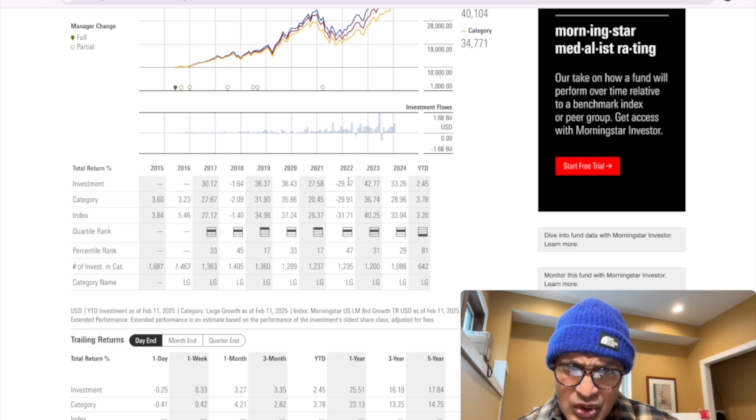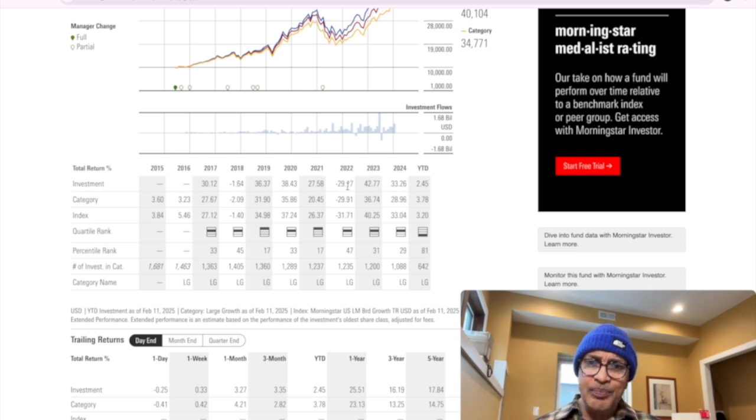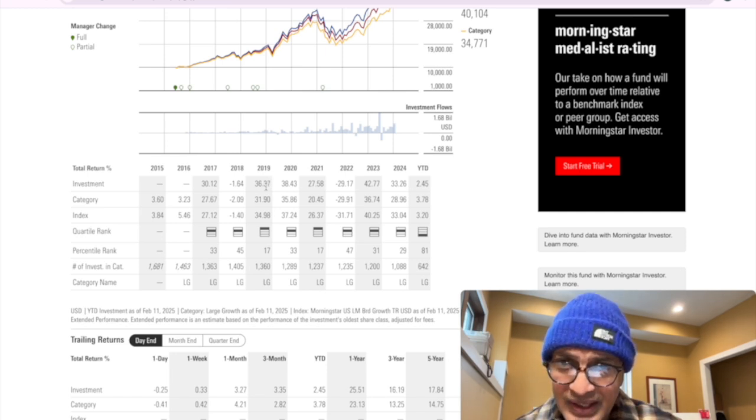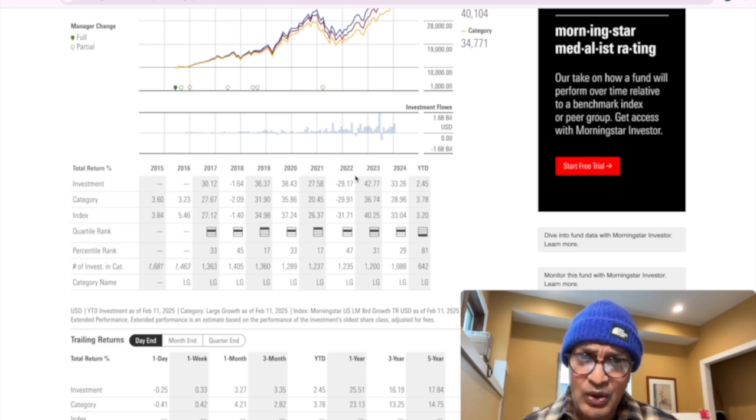So there was a drop in 2022. Every fund lost a lot of money in 2022. It's an anomaly, but anyway, it may have something to do with the fact that in the previous 3 years, look at the amount it made in 2019, 36.3. These are numbers that you very rarely see. And then look at 2023, 42.77% in 23, and 24 again 33.26%, and year to date is 2.45.